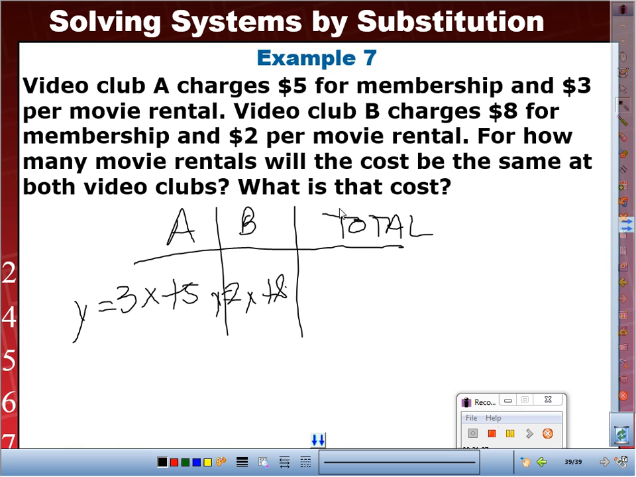But they want, when the costs are the same, that means 3x plus 5 equals 2x plus 8. You know how to solve for x. And do you know how to solve for y after there? Once you get an x value. You don't? You substitute whatever you get into one of these and solve for y.